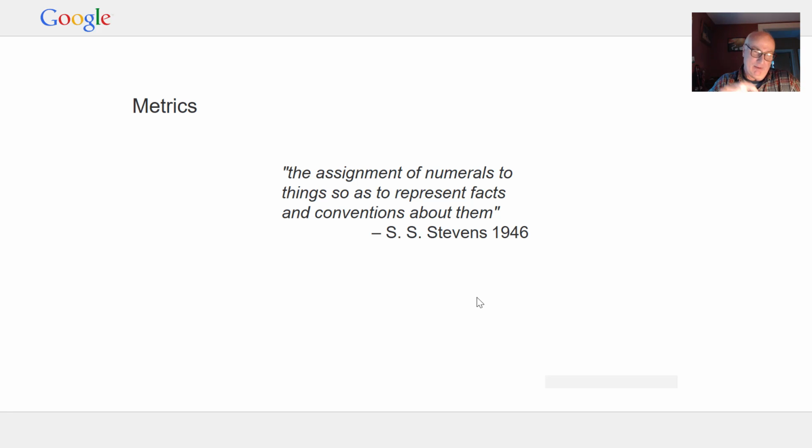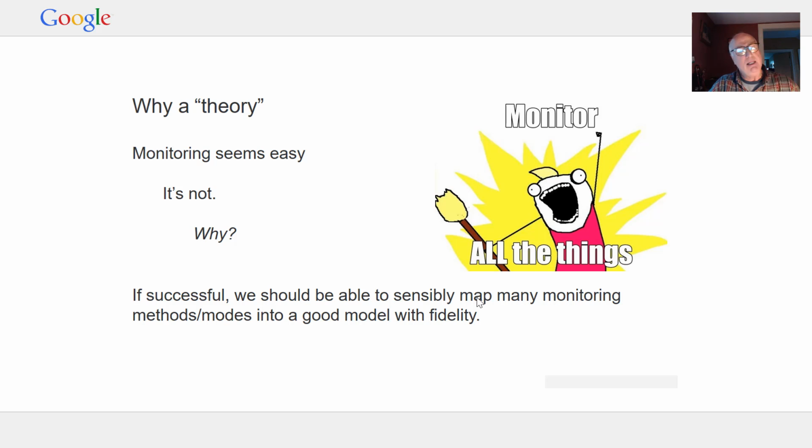So metrics represent activity on the machine. Now we've got to find a way to represent the metrics to make them operational, to make them useful, and not just numbers that mean nothing. So why a theory? Monitoring seems easy, and it's not. And if successful, we should be able to sensibly map many monitoring methods and modes into a good model with fidelity. Fidelity means that it represents reality, and so this is where it gets complicated.